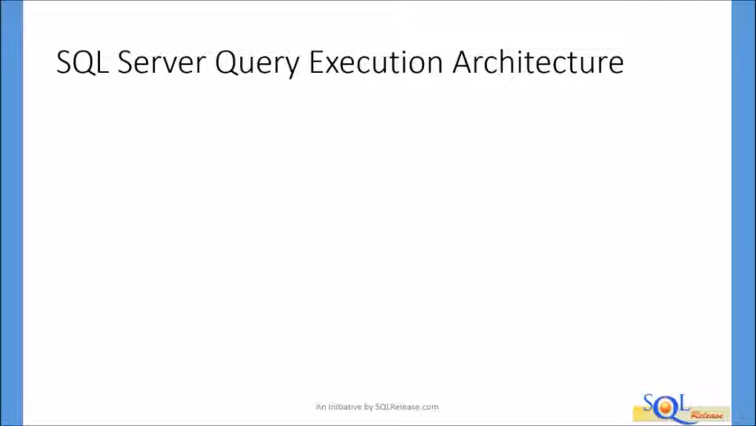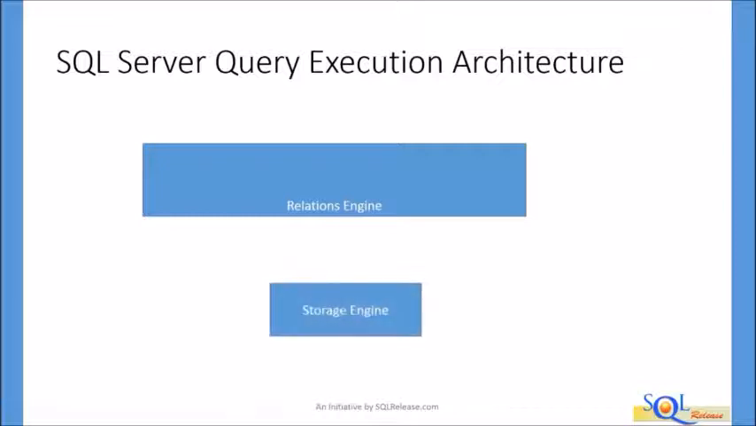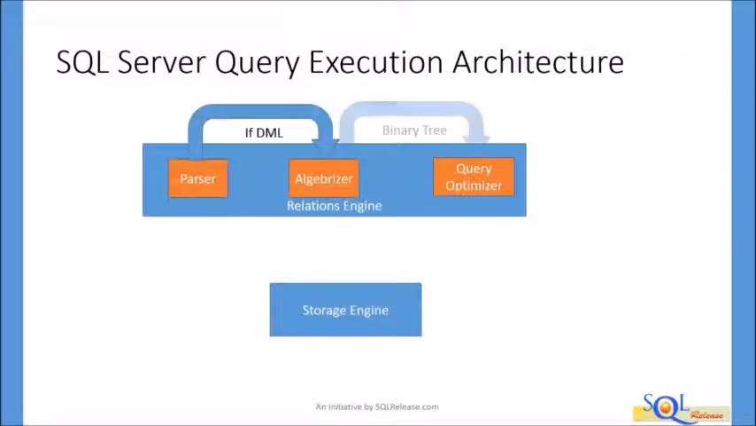There are two major components of SQL Server which are responsible for query execution: Relational Engine and Storage Engine. Relational Engine accommodates three major components: Parser, Algebraizer and Query Optimizer. If the given T-SQL statement is a DML statement, Relational Engine checks the syntax, resolves names, identifies aggregates and generates a good enough plan for the given query and submits it to the storage engine, which actually executes the query.